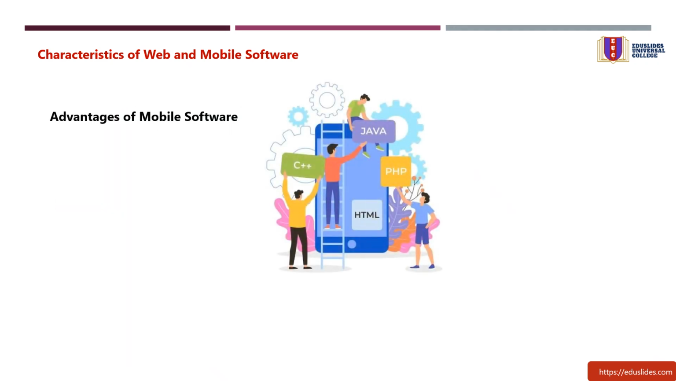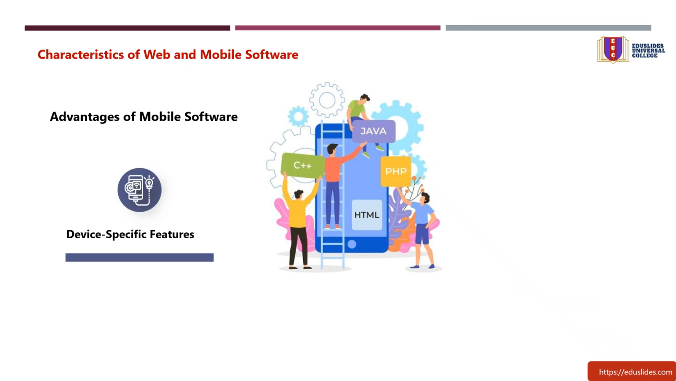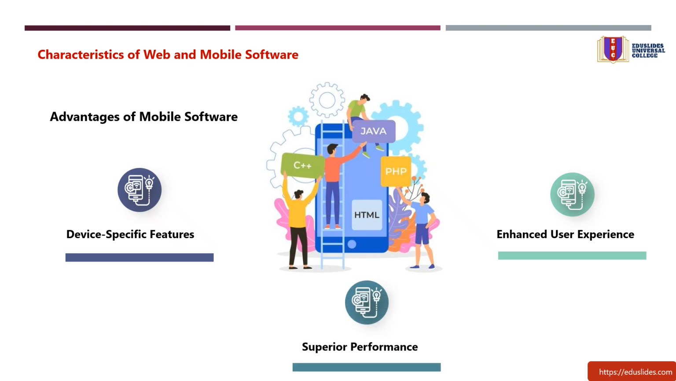Advantages of mobile software. Device-specific features. Mobile apps can take full advantage of the device's hardware, including the camera, GPS, sensors, and other native features. Enhanced user experience. Mobile apps provide a more immersive and personalized user experience, with features like push notifications and the ability to work offline. Superior performance. Native mobile apps typically provide faster performance and better responsiveness compared to web apps.